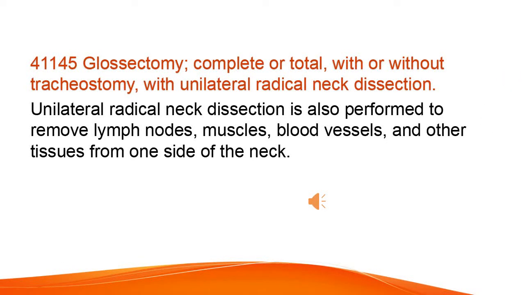Glossectomy, complete or total, with or without tracheostomy, with unilateral radical neck dissection. Unilateral radical neck dissection is also performed to remove lymph nodes, muscles, blood vessels, and other tissues from one side of the neck.